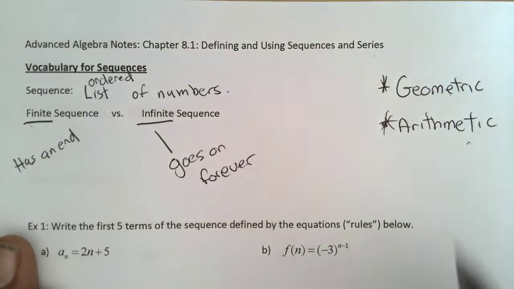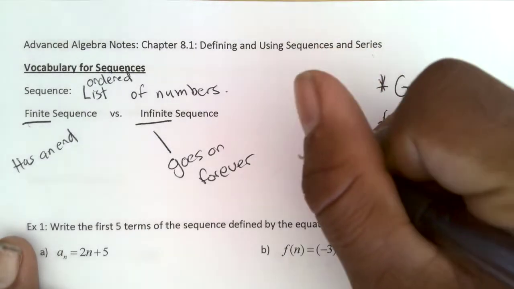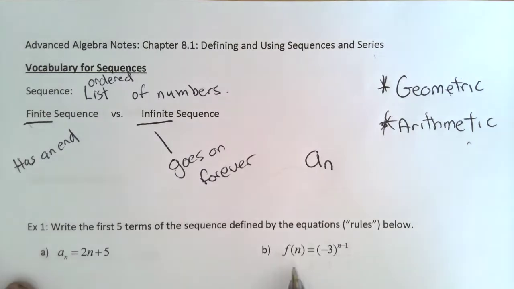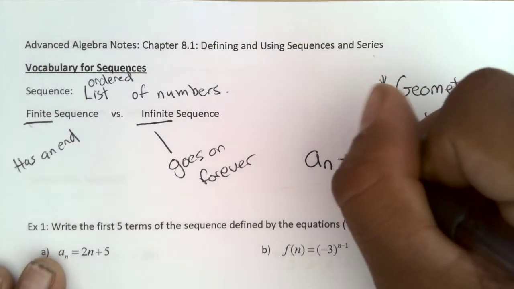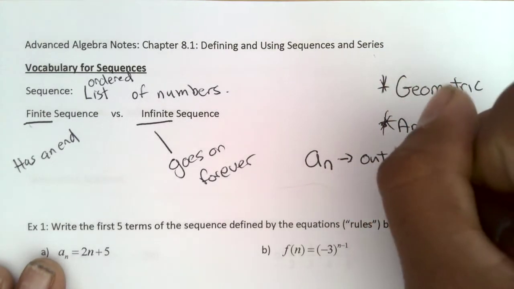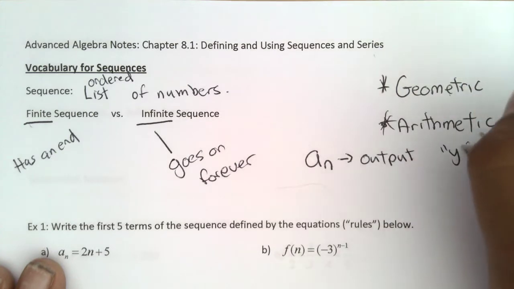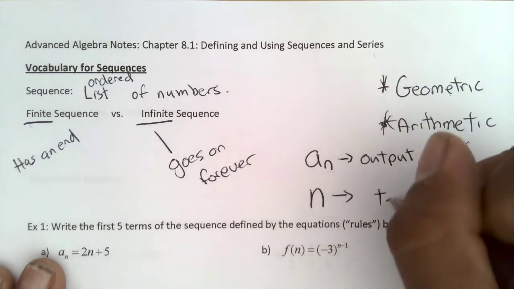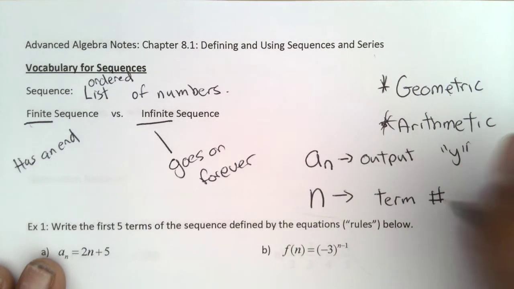So we talk about sequences, and there's some notation I'll point out real quick. We usually use a sub n, but you can also see f of n. This is kind of just like our output, so you might think of it as our y value. But then what is n? n is the term number, in case you forgot about that.